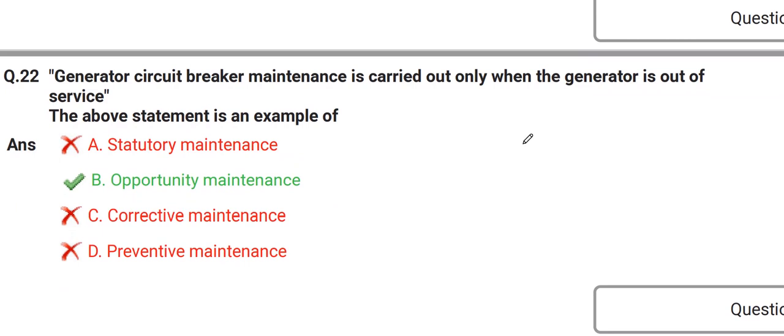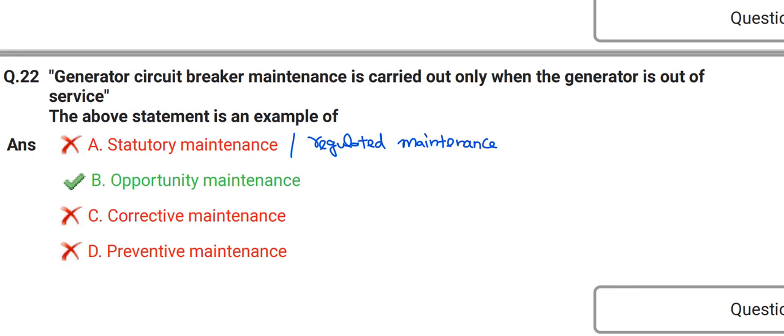Generator circuit breaker maintenance is carried out only when the generator is out of service. The above statement is the example of. Okay, so the question level is different, they are asking of the PGCIL paper. So they are asking like a generator circuit breaker maintenance is carried out only when the generator is out of service. So the above statement is an example of.